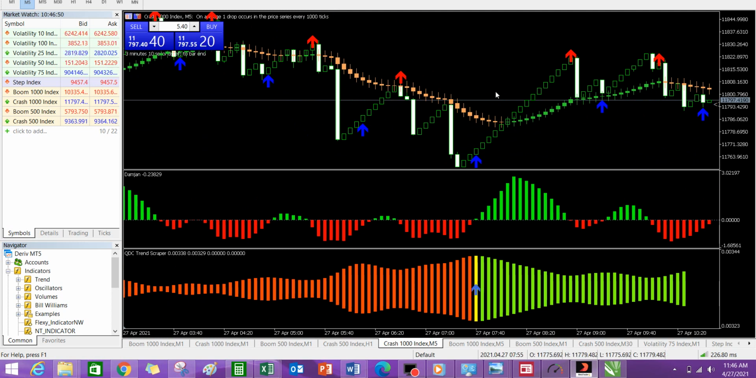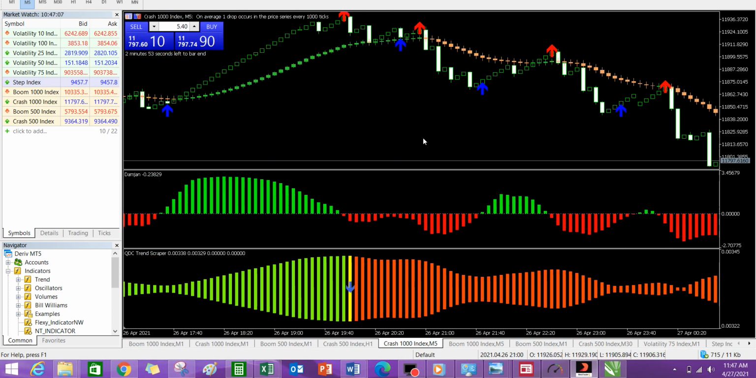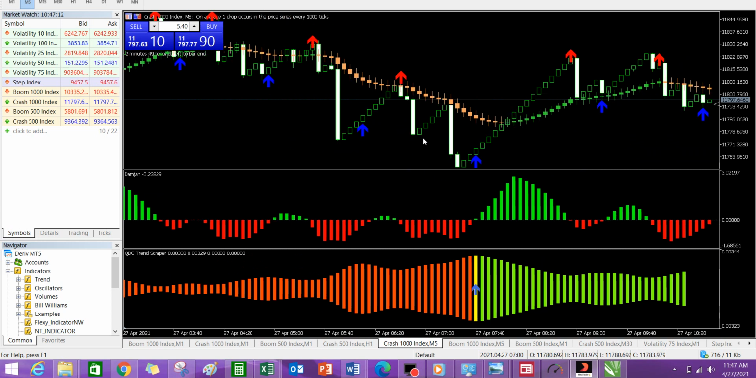For crash 1000, we want to look at the 5-minute trading strategy, which I promised to explain in this video. As you can see, the first thing you need to do is to make sure your setup is in this form, and also put your time frame into 5 minutes. That way you will be able to trade successfully. What you should look out for is the trend. There are three things you should look out for. The first thing is the trend.